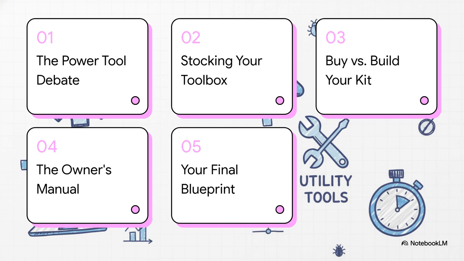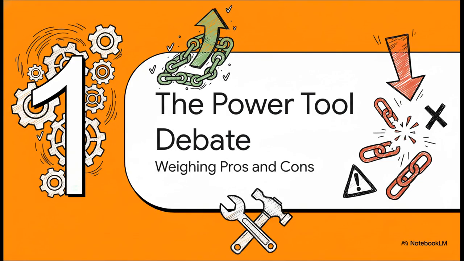So here's our blueprint for today. First, we'll get into the pros and cons of automation. Then, we'll talk about how to stock your toolbox. After that, we'll look at whether you should buy or build your own kit. We'll also read some of that owner's manual fine print. And we'll end with a final blueprint you can take with you. Let's get started. First up, the big debate.